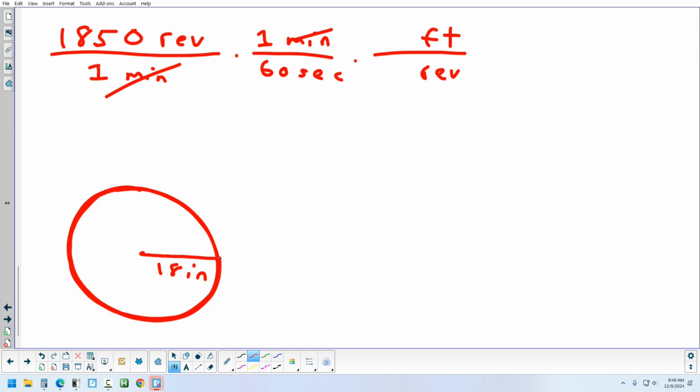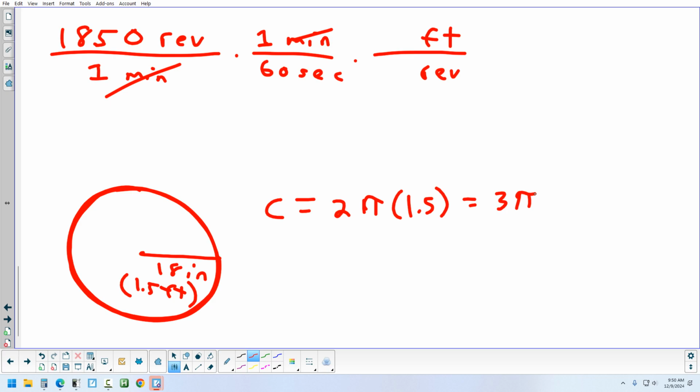We really need feet. So we should probably change 18 inches to feet before we even start. What's 18 inches in feet? 1.5. Let's just put that down. So the radius of the circle is 1.5 feet. What's the formula for circumference? 2 pi r. So what is the circumference of this circle as an exact answer? Yep, circumference equals 3 pi feet. That's how many feet are in one circumference, or one revolution, in this problem.